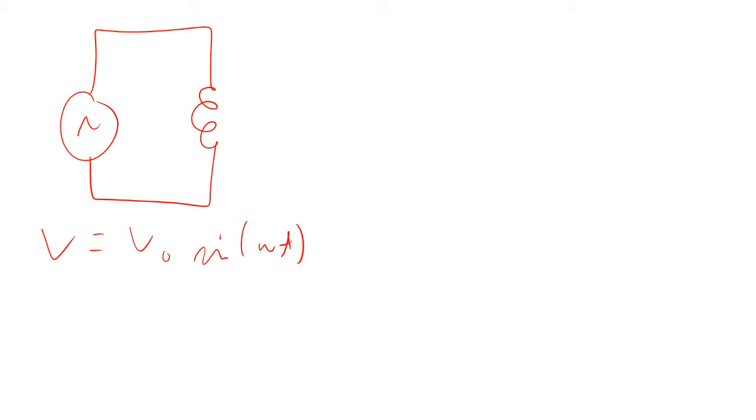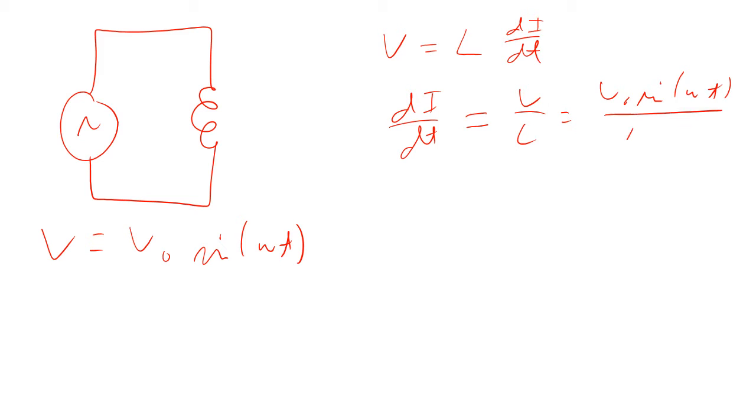t. Okay, and so we know that for the inductor, the voltage on the inductor is going to equal L di dt. Actually, minus that. So the voltage V here is going to be the negative of the voltage on the inductor. So di dt is going to be equal to V over L. So that's going to be equal to V naught sine omega t over L.